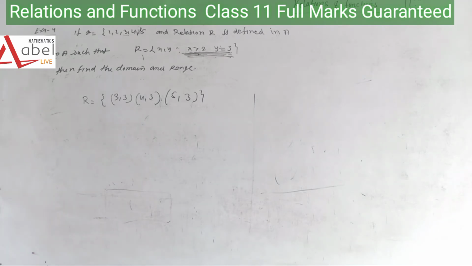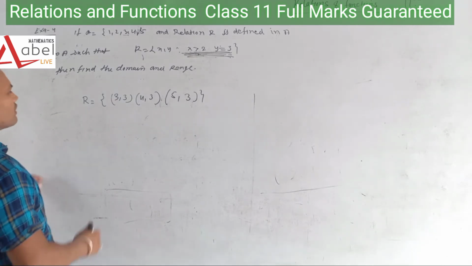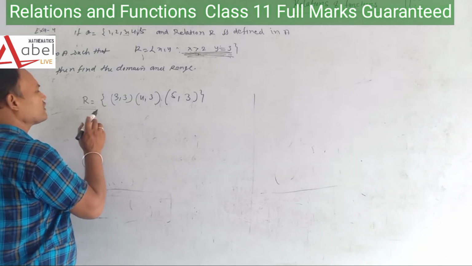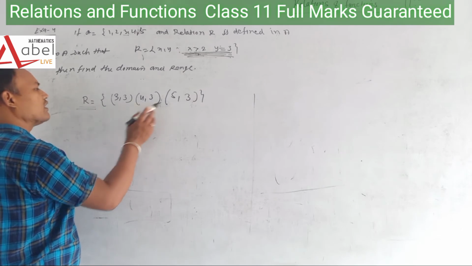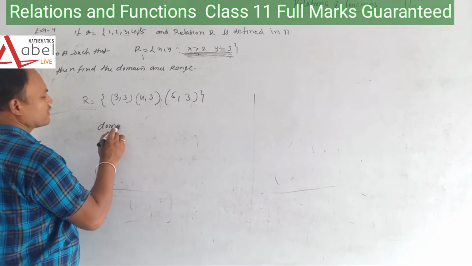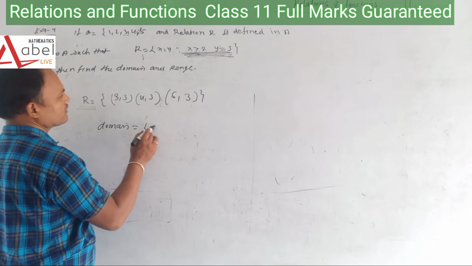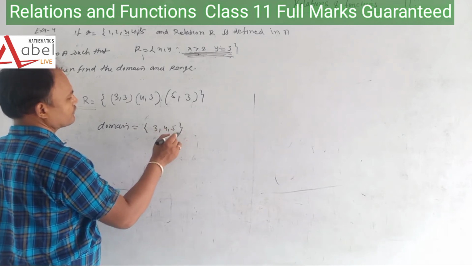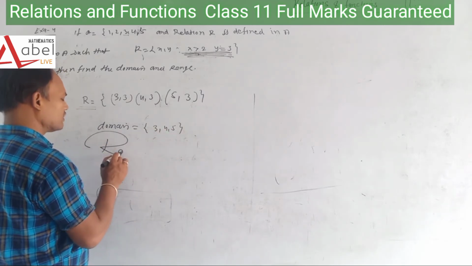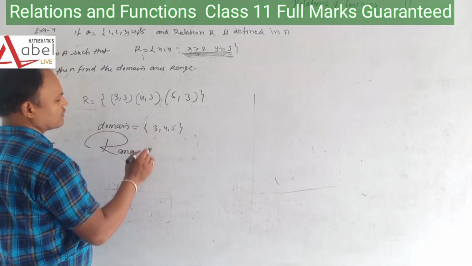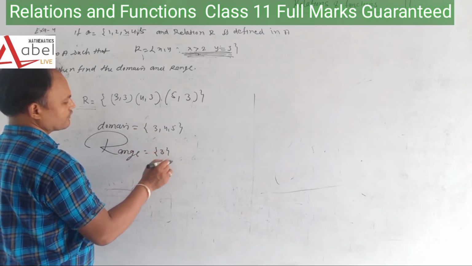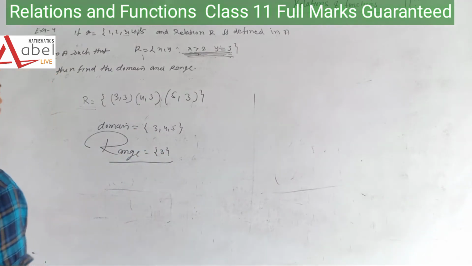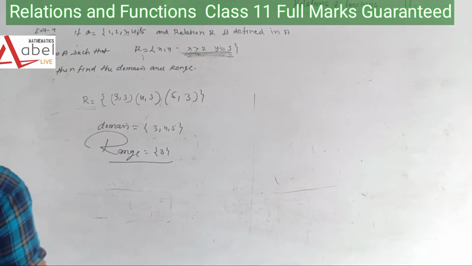Now the question arises: what is the domain? When a relation is defined, the first elements are the domain. So the domain is 3, 4, 5. And what about the range? The range is the back side elements, which means 3. So students, the domain is 3, 4, 5 and the range is 3. This is the answer. Okay, so it is clear now.